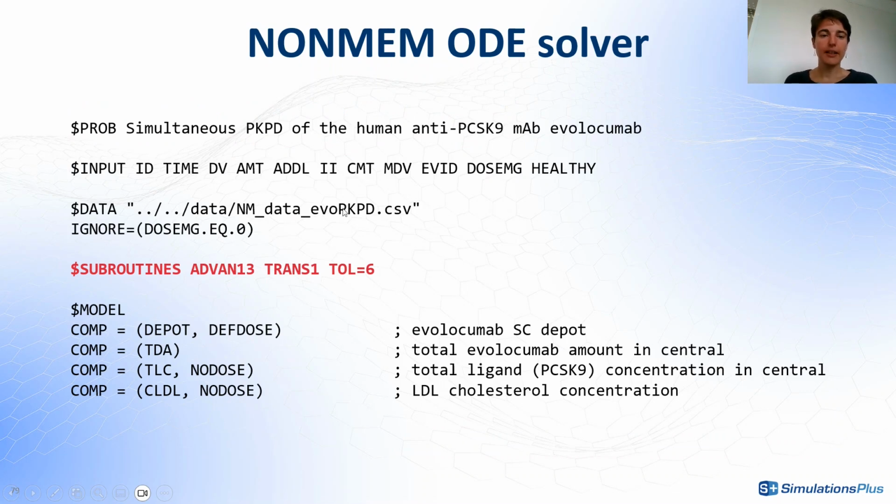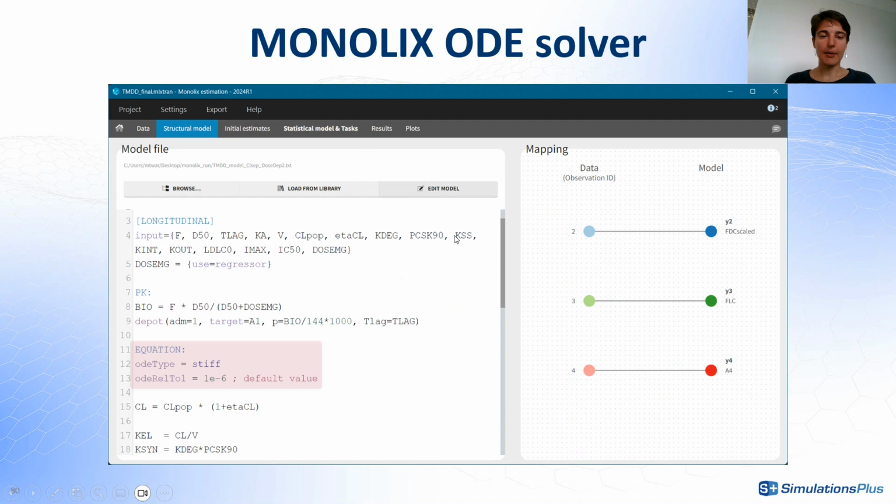All right, next topic is about the subroutines, and here we have this ADVAN13 TOL6 that indicates to use a stiff ODE solver with this tolerance. I'm going to go into more detail on the entire model afterwards, but really about this specific point. In the Monolix model, if I want to use a stiff solver, which is not the default, then I would add odeType equals stiff. And if I want to change the relative tolerance of the ODE solver, I can write odeRelTol and then the value. Actually, 10 to the power minus 6 is the default value, so I would not need to add it in this example.